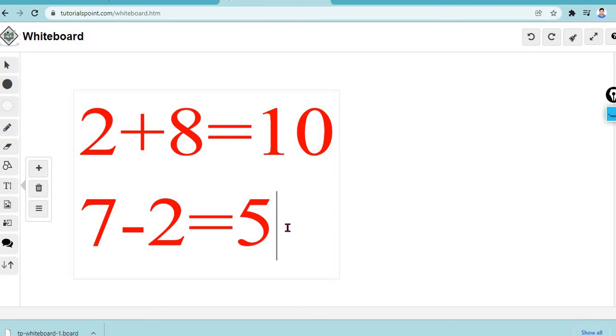I hope you have understood what is integer. Integers are positive numbers, negative numbers, including 0. And second thing I have taught you, that if you add two integers, the result is an integer, and if you subtract two integers, the result is also an integer.